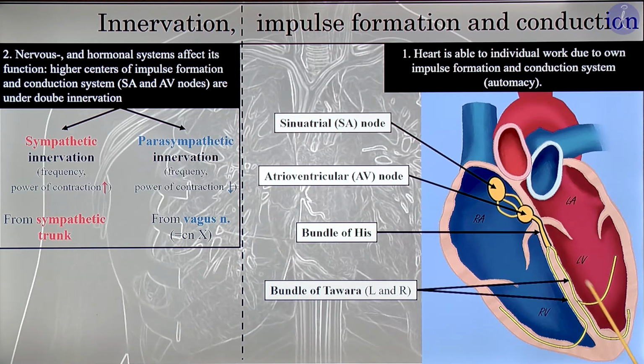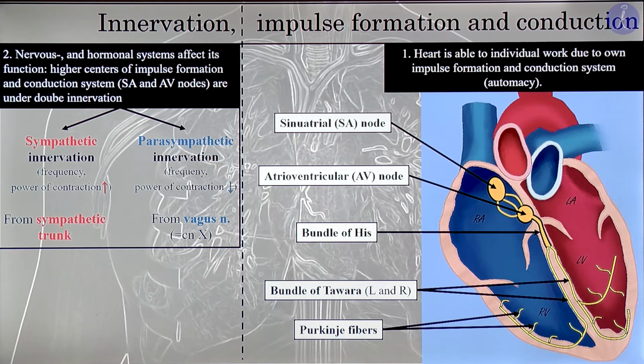It's quite good to know that the left later gives two branches. And then from the bundle of Tawara starts the Purkinje fibers. In several sources you can read that Purkinje fibers will innervate all the cardiac muscle cells. This is not true. The cardiac muscle cells are also able to give the impulse to each other. So we have much less Purkinje fibers than as many cardiac muscle cells we have.